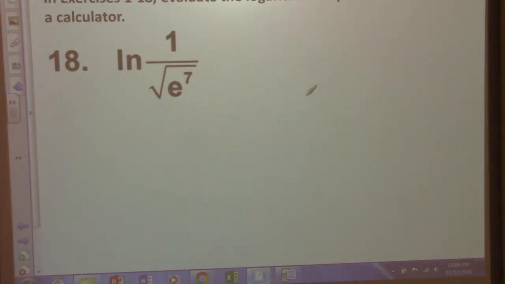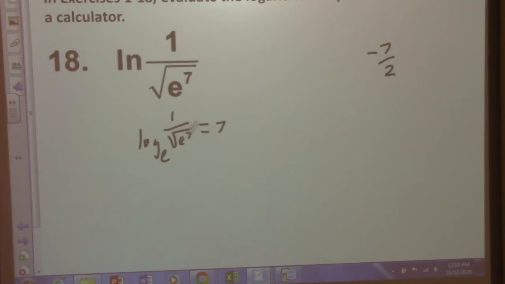I did this one on the calculator and I got -3.5. Okay, can somebody talk about this, right? We're supposed to be doing these without a calculator. So this is log base e of 1 over the square root of e to the 7th. Yes, it makes it e to the -1/2.